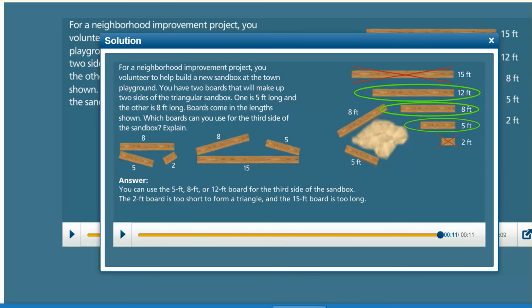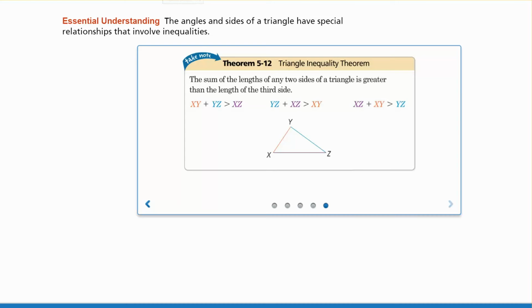Now, if we go back to our solve it activity that we started the lesson with, remember we had an 8-foot board and a 5-foot board, and we had to decide whether to use the 15-footer, the 12-footer, or the 2-footer to make a triangle to build the sandbox for the playground. We said that the 2-foot board was too short and the 15-foot board was too long, because with neither of these options did we end up with a triangle; we have this gap here and this gap here. The 12-foot board was best. So we're going to use this kind of example to move into theorem 512.